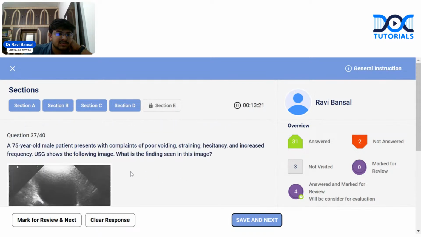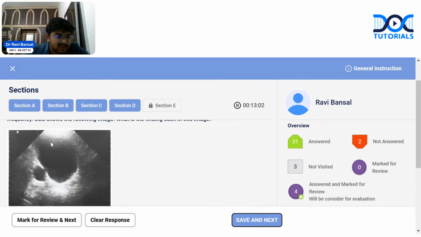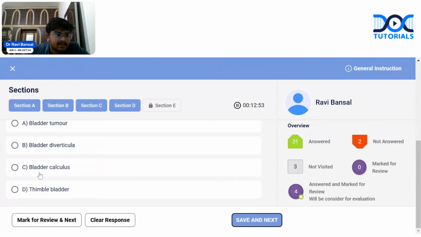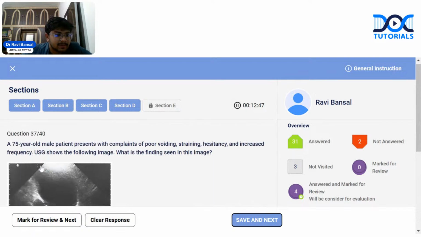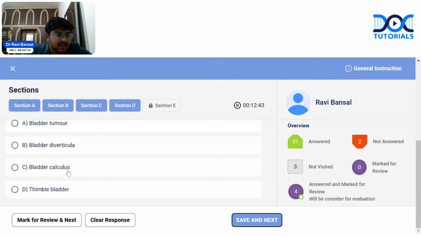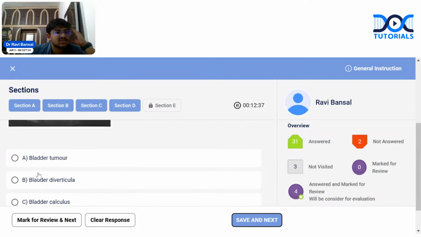What is the finding seen in the image? So let's read the history first. A 75-year-old male presents with a complaint of poor voiding, straining, hesitancy, increased frequency, sounding like BPH, benign prostatic hyperplasia. USG shows the following image. Which of the following is seen in this image? So I guess this black area is fluid. So this is urinary retention in the bladder. This thing I think is the prostate, and it has narrowed down the urethra. The options are bladder tumor, bladder diverticula, bladder calculus, and thimble bladder. So no, BPH. So this cannot be bladder tumor.